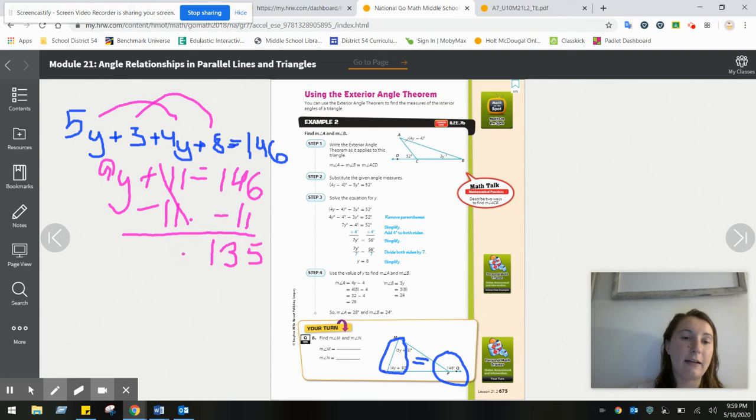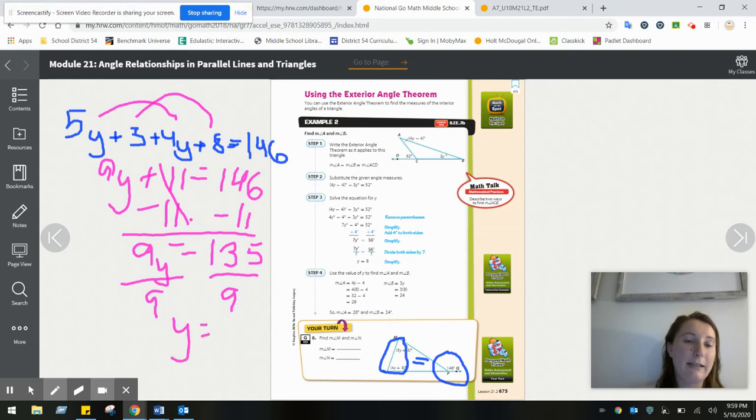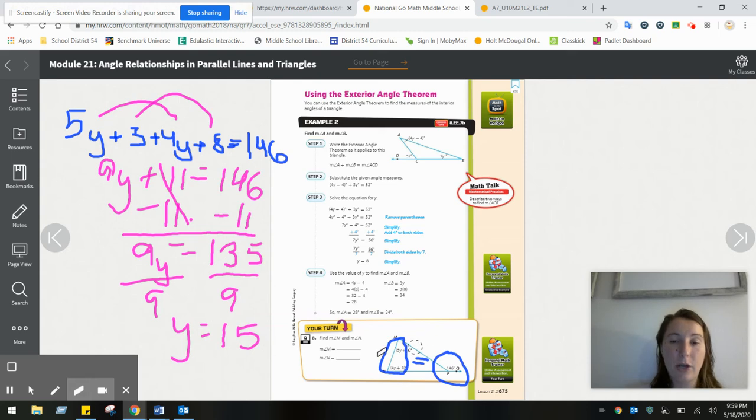135 on this side equals 9y on this side. And in order to get y by itself now, I need to divide by 9, do the inverse operation. And if I divide 135 by 9, I get 15 as my value for y. Now, I'm not done yet. What I want to do is plug that y back into my angles M and N. So I'll go ahead and erase here.